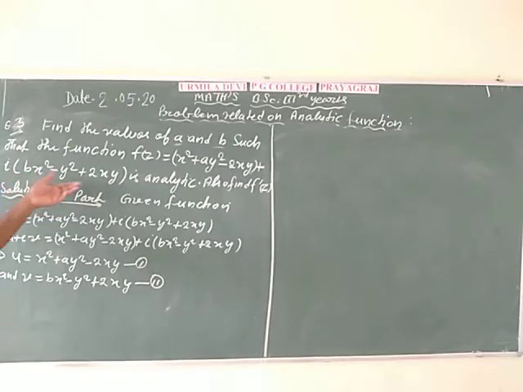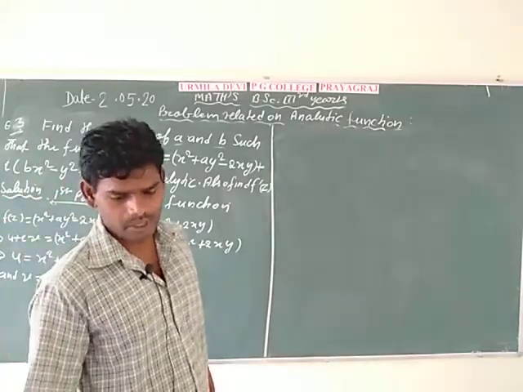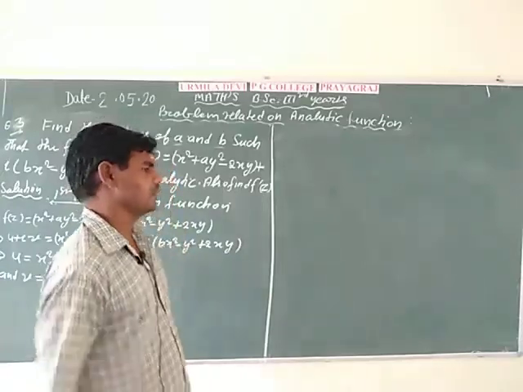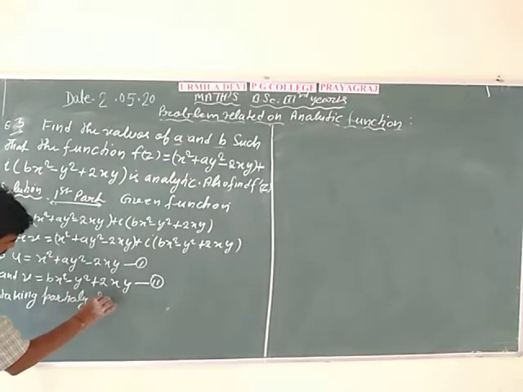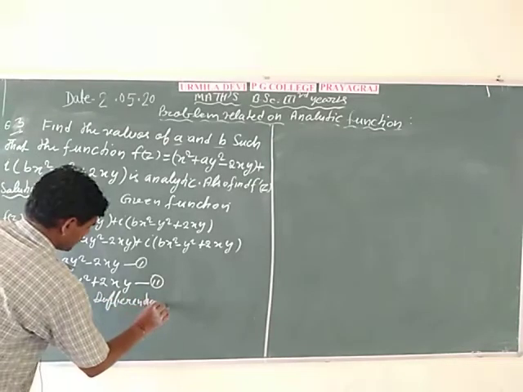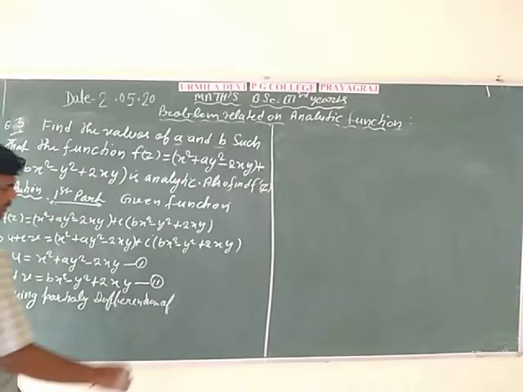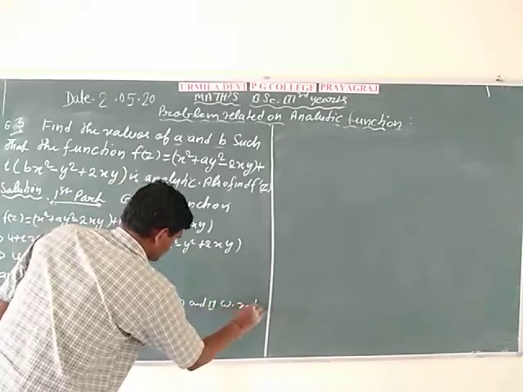According to the question, the function f(z) is an analytic function. Therefore, our aim is to prove that the real part u and the imaginary part v satisfy the CR equations. For this, taking partial differentiation of equations first and second with respect to x.